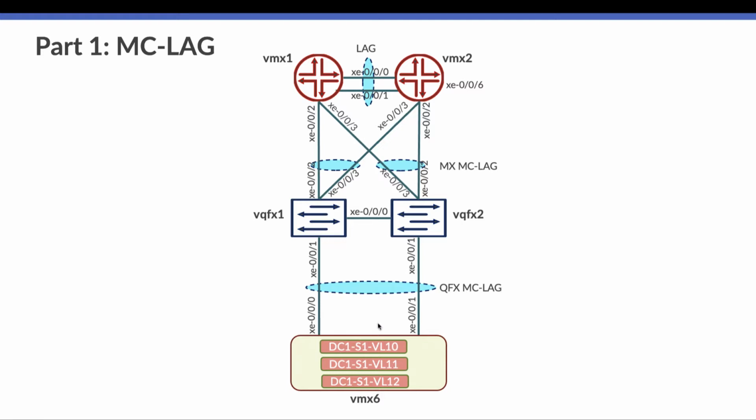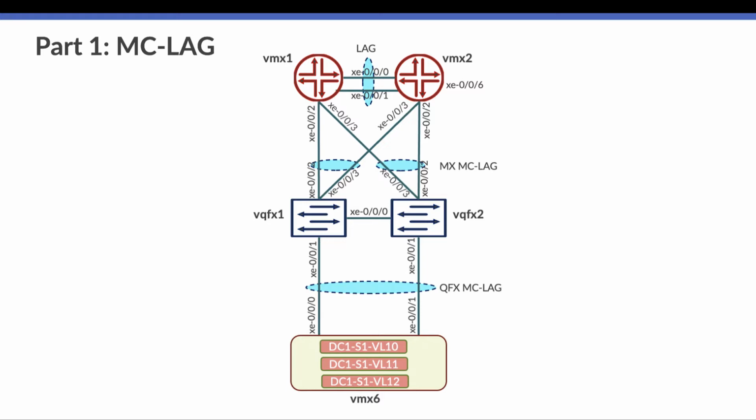And we have an MC lag towards the virtual MX6, which will be emulating a server side. So we have an MC lag here between QFX1 and QFX2 towards the data center servers. We have 3 VLANs passing through this MC lag between the server side and the QFX.